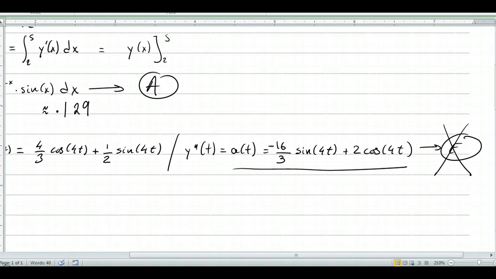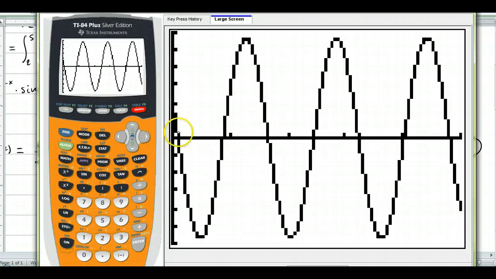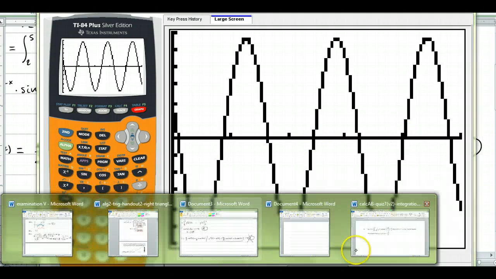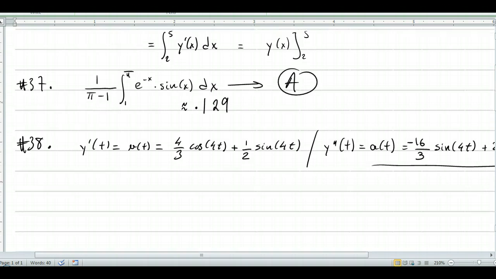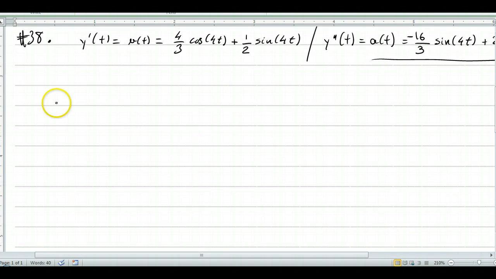So let's look at the graph again. From negative to positive, that's not 1. This is 1, 1, 2, 3. 3 times. So 3 is actually A. I should check the answer. Okay, question 39. You have to read the question carefully. You see what can happen. Question 39.